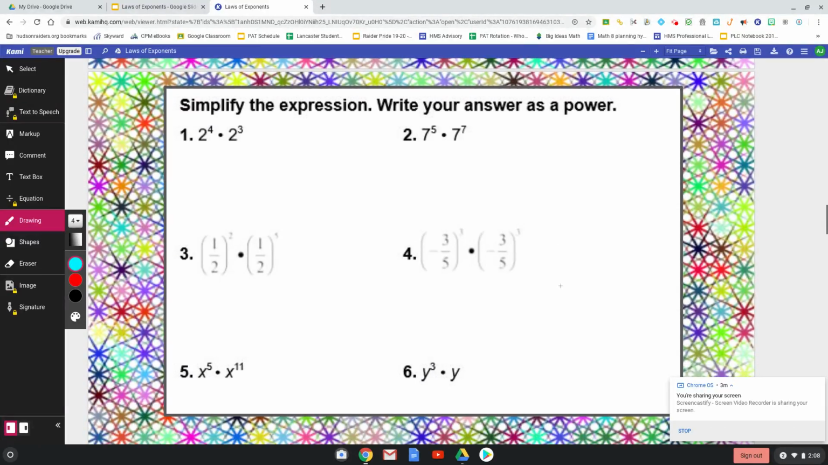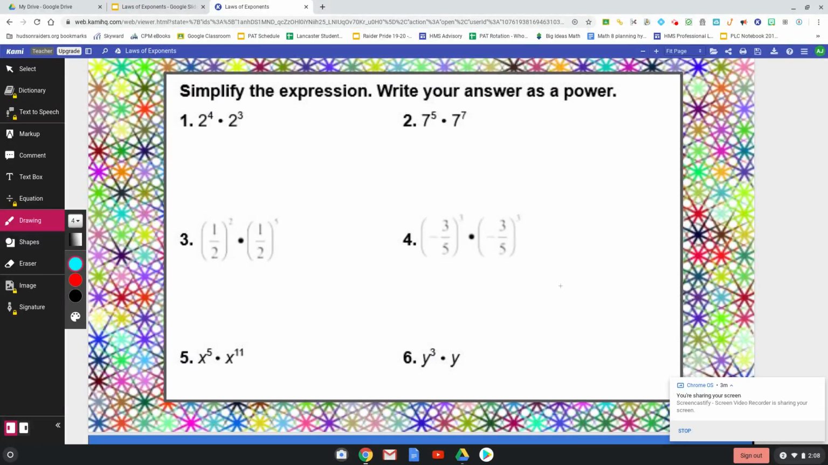So let's put this rule into use. Let's work through some examples. Number 1 says 2 to the 4th power times 2 to the 3rd power. Because our base is the same, we can add our exponents together, and this becomes 2 to the 4 plus 3 power, and the simplified version is 2 to the 7th power.